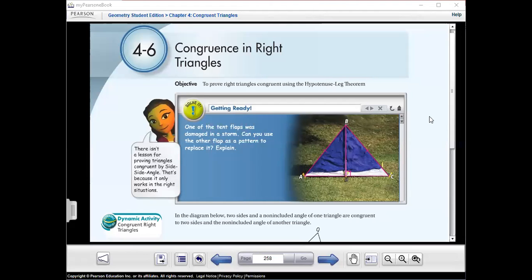How are you today? Our lesson today is the same lesson we studied yesterday, which is congruence in right triangles. Today we are going to solve more exercises about this lesson. Let's start our exercise.